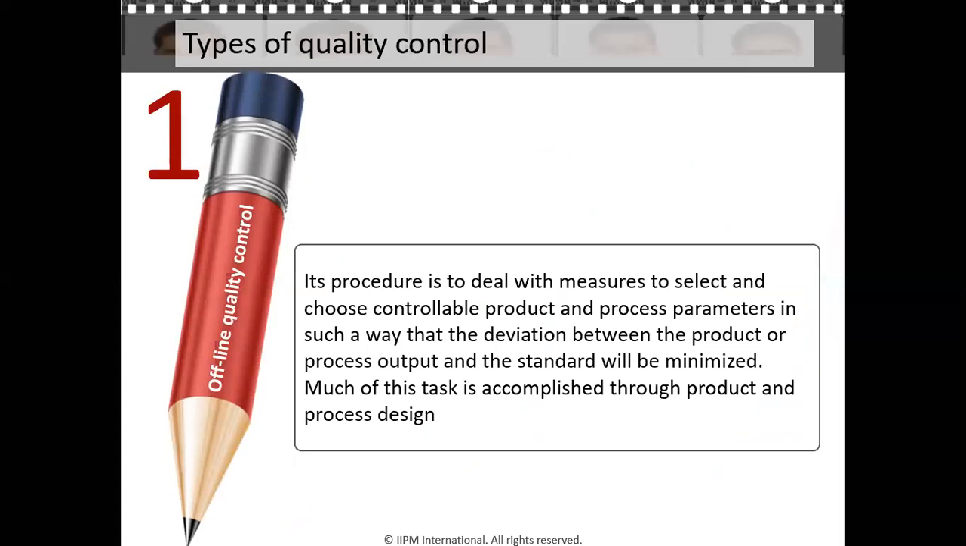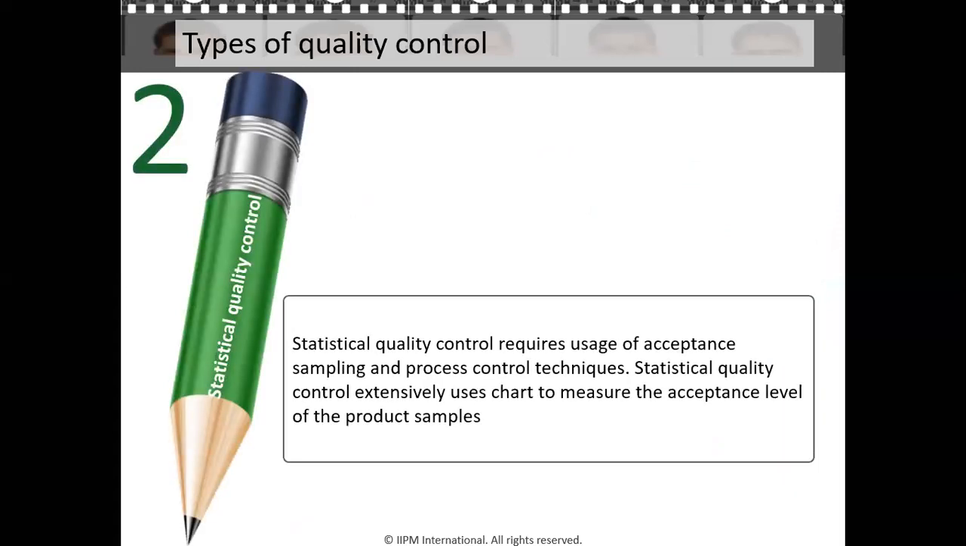For offline quality control, its purpose is to deal with measures to select and choose controllable product and process parameters in such a way that the deviation between the product or process output and the standard will be minimized. Much of this task is accomplished through product and process design. Then we have the statistical quality control, which requires usage of acceptance sampling and process control techniques. Statistical quality control extensively uses charts to measure the acceptance level of product samples.